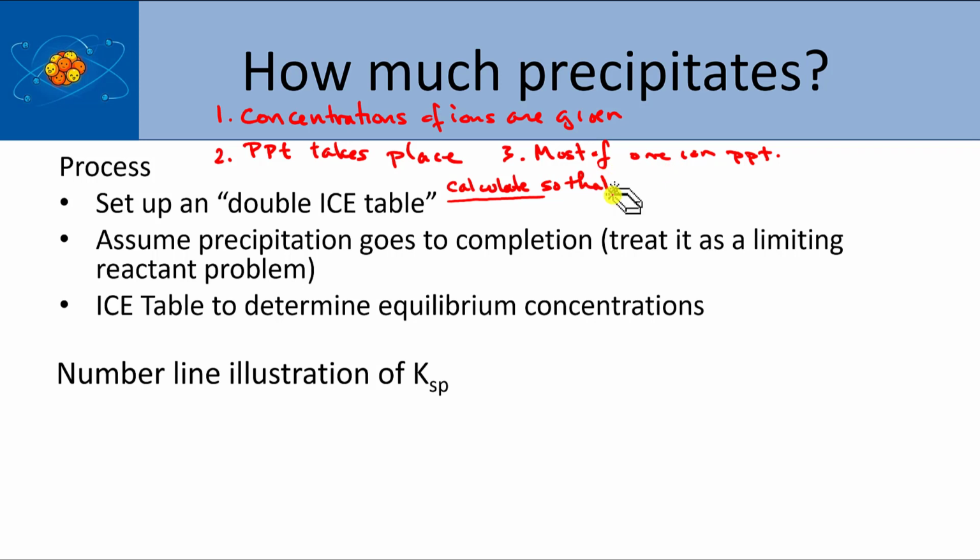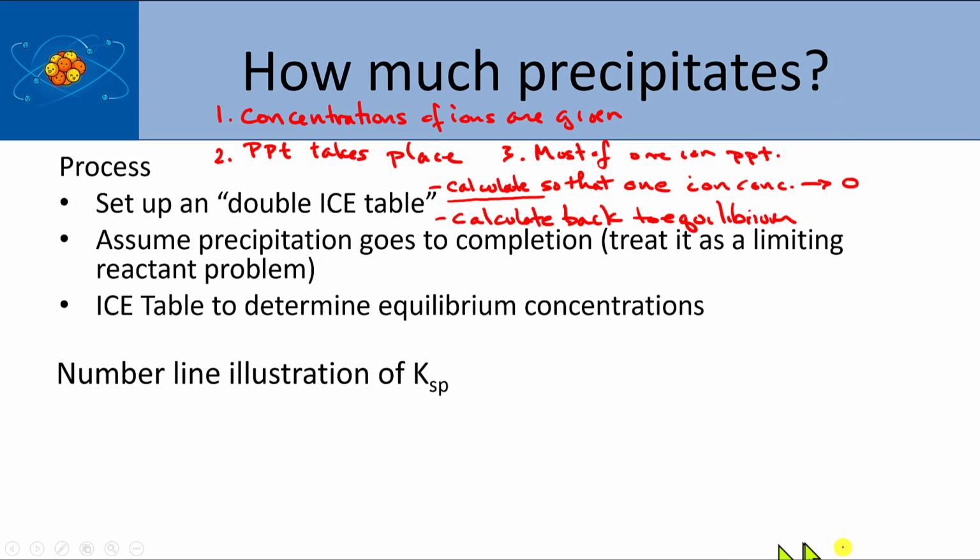That one ion concentration goes to zero, okay? And then the second thing we're going to do is calculate back to equilibrium. And I'll explain to you why I say back to equilibrium. That's the term I use.